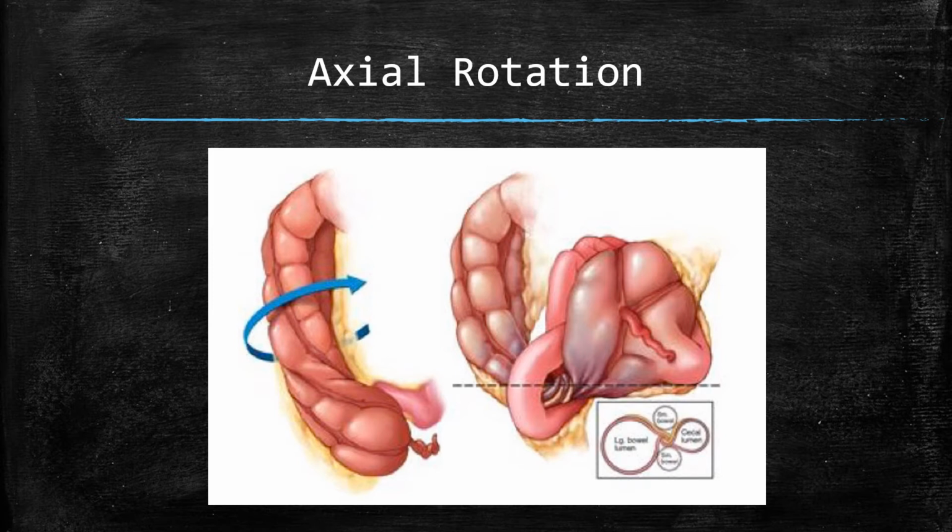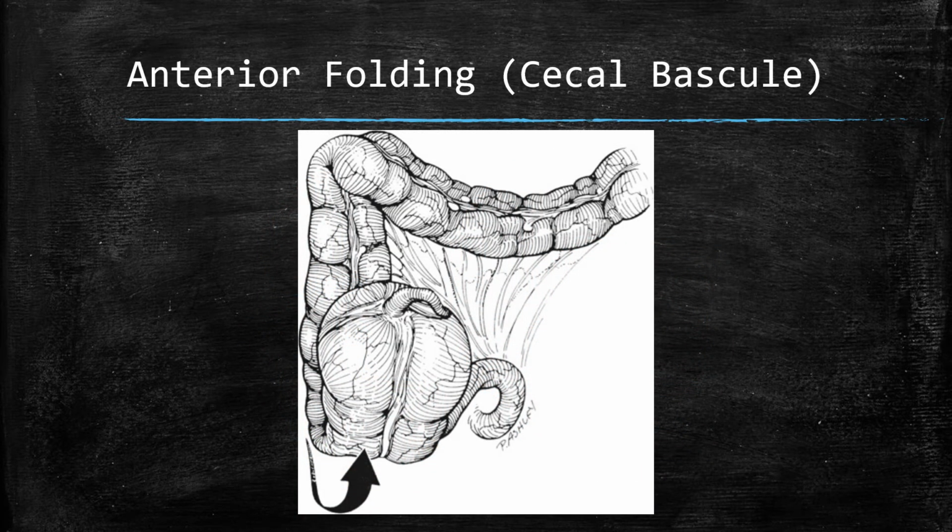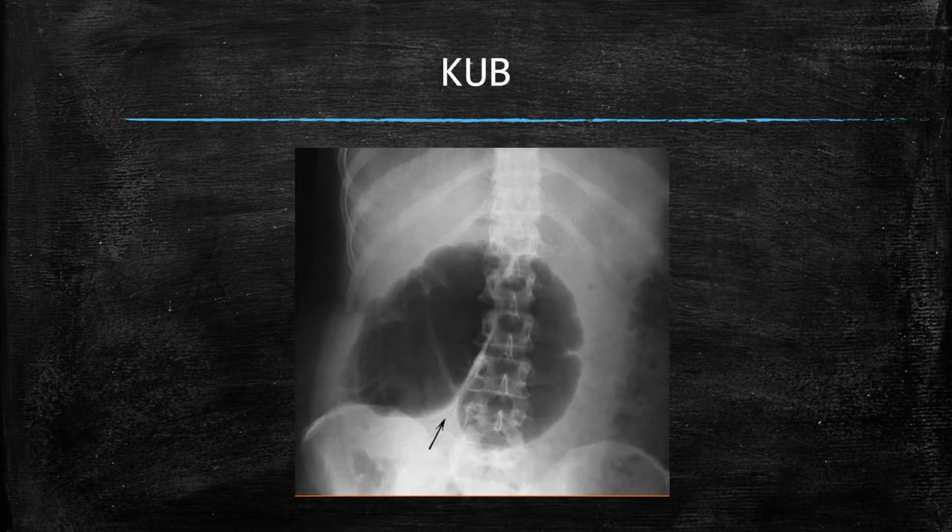Since the terminal ileum is involved, these patients can sometimes present with the symptoms of a small bowel obstruction. The second and much less common way that the cecum can volvulize is the so-called anterior folding way, or sometimes referred to as a cecal bascule. In this case, you have a cephalad fold of the cecum across the ascending colon. The classic KUB finding is referred to as a coffee bean cecum. This shows the cecum pointing up towards the left upper quadrant.